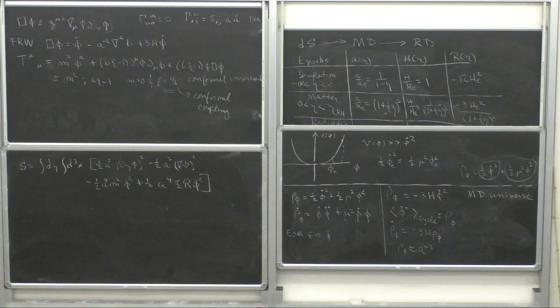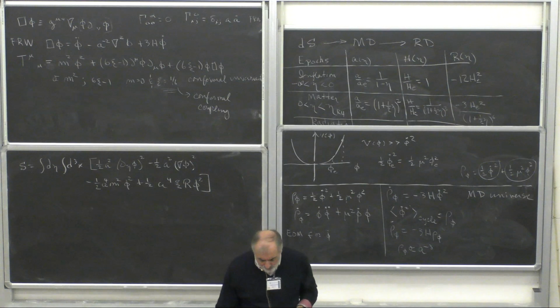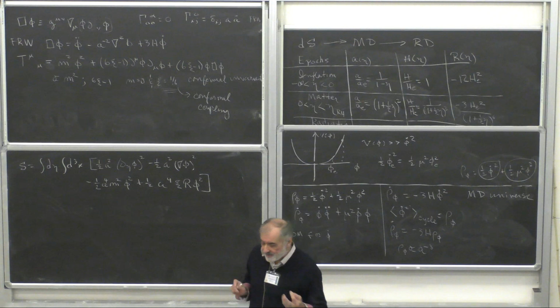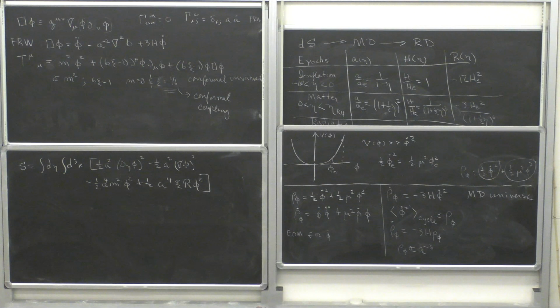So this is the action in conformal time. Now we're going to want to promote this theory to a quantum theory. So far it looks classical. We want to promote it to a quantum theory, and we want to impose or use canonical commutation relations. The canonical commutation relations involve commutation relations between the field and its momentum.